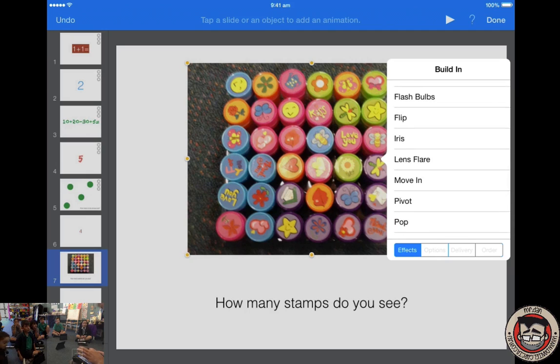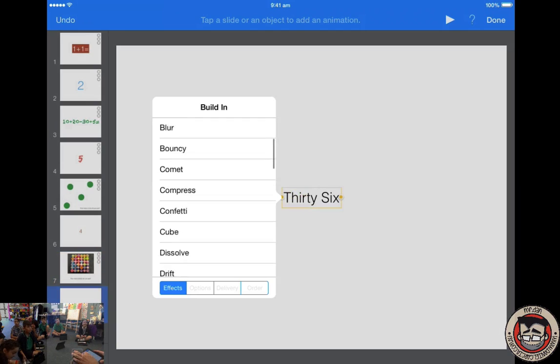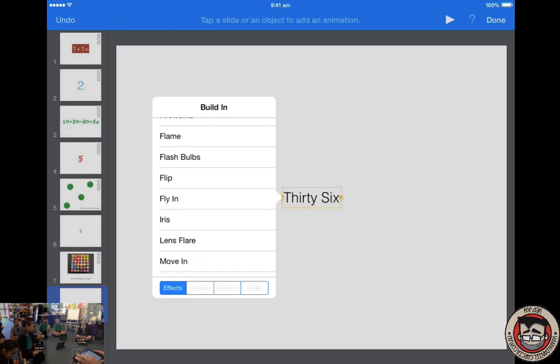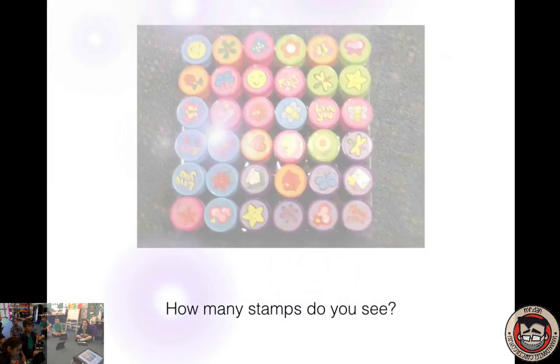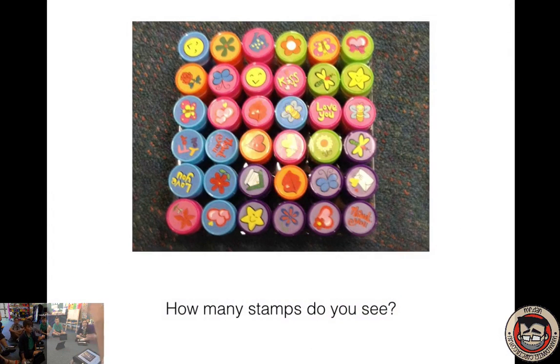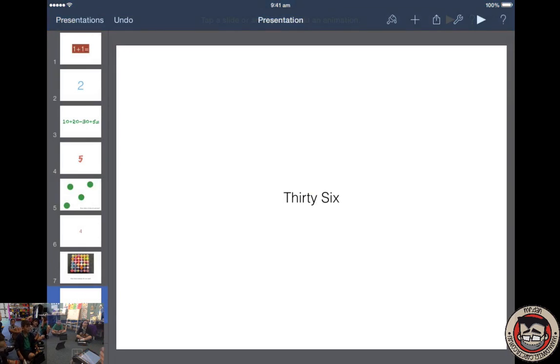What haven't we done yet? Flash bulbs. Pop. You'll pop them all off, like popcorn. Done. All right, and we'll play that. How many stamps do you see? And the preps will count them. And then we'll go next. 36. All right, so that is what you're going to create today for the preps. Do you reckon you can do that? Yeah. All right, let's have our fruit, and then we'll start.